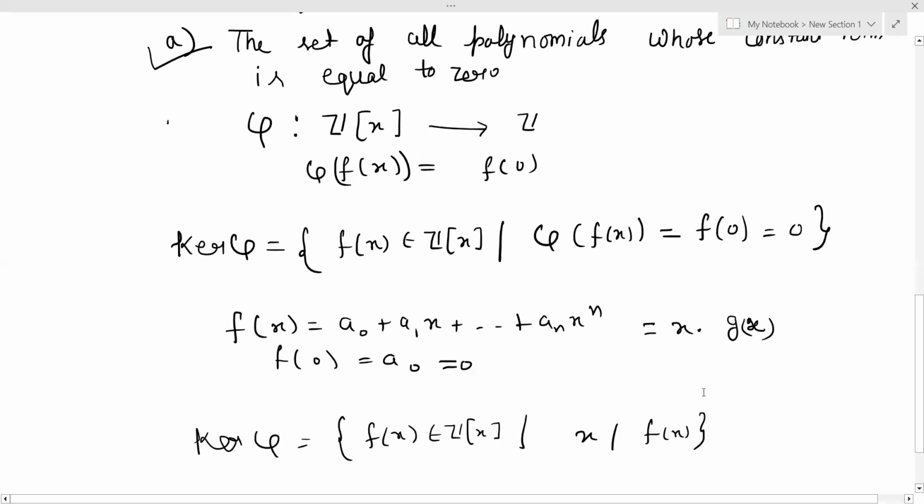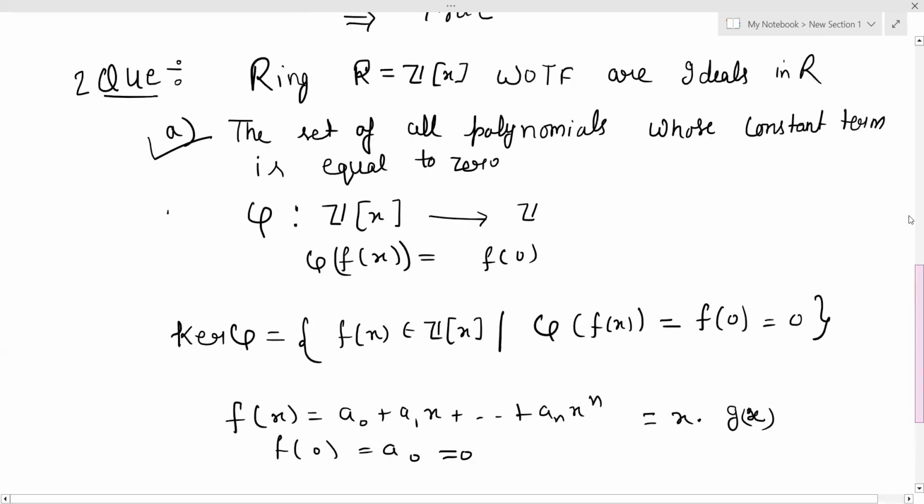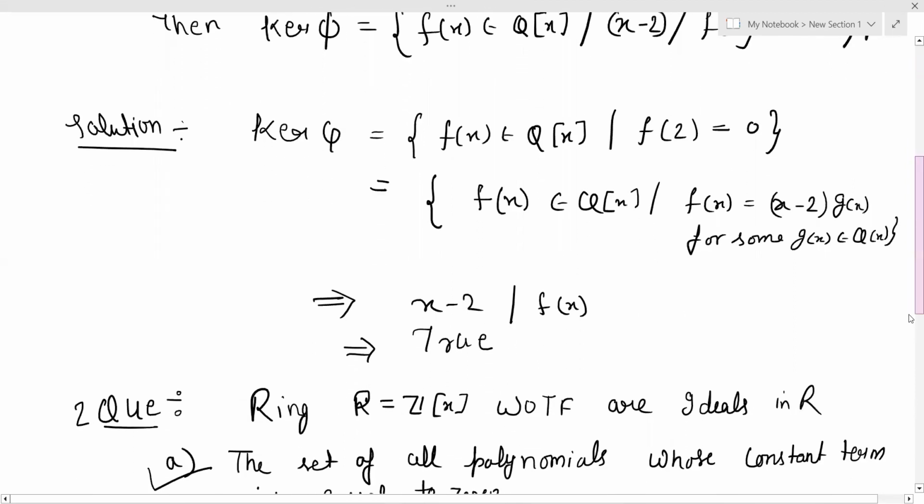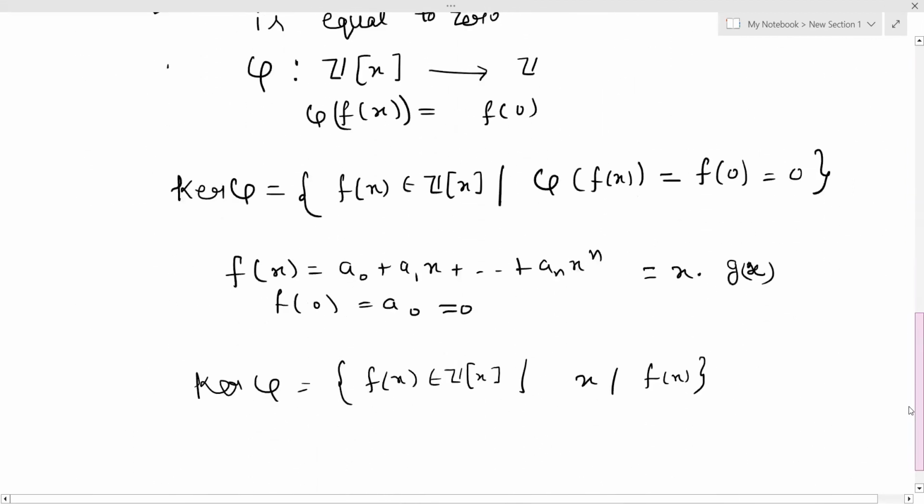You see the same thing here, where x is replaced by x minus 2, and you saw that this is an ideal. So that's why this is the ideal. The kernel of phi is the ideal. So this is the fact, right? Agreed or not? Can you see now or not? Yes. You say the kernel of phi is an ideal, therefore the given set is an ideal. Yeah, correct.